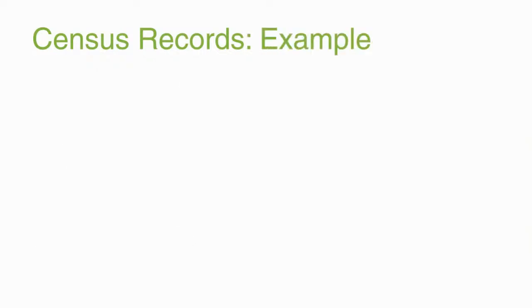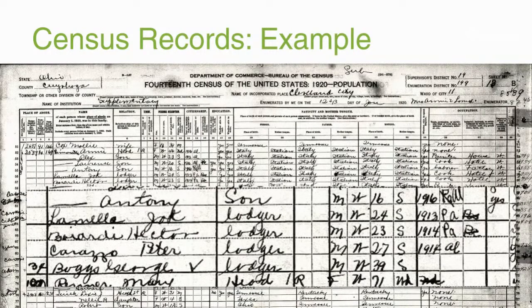So let's take a look at an example of a census record that has immigration information. This is the 1920 census for a man named Hector Boyardee. You might have heard of him before. He's now known as Chef Boyardee, and he has a whole food line named after him.